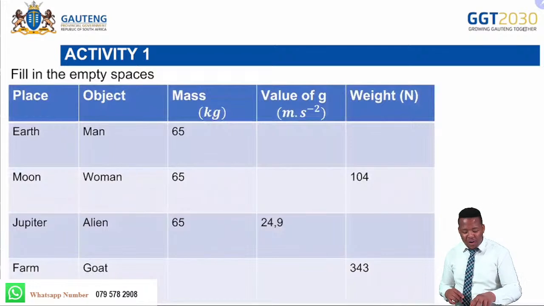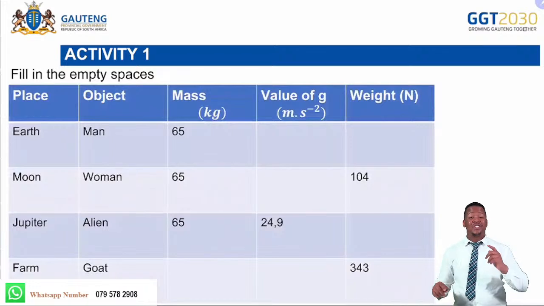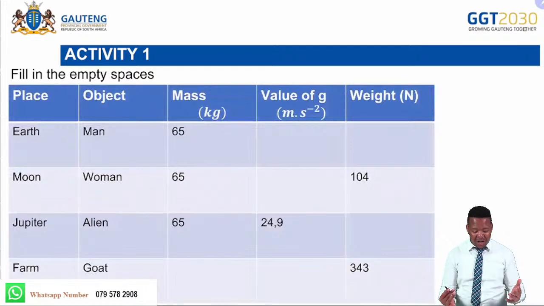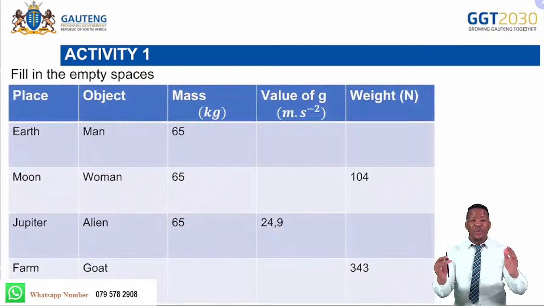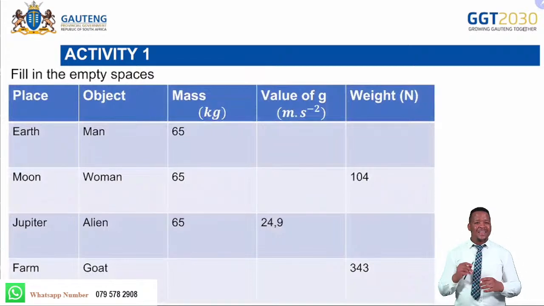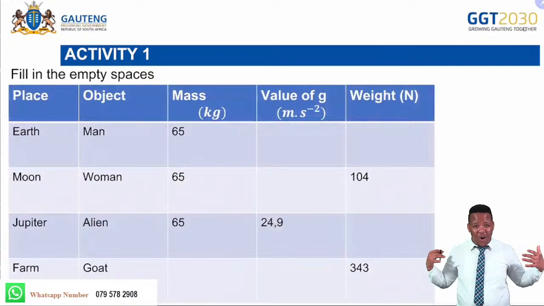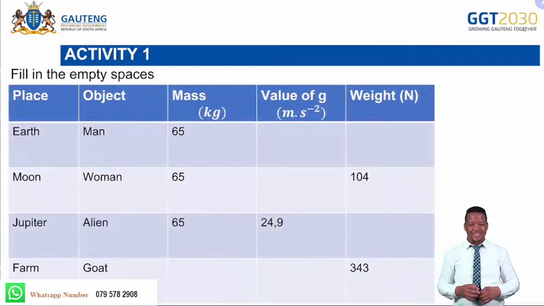Do we know the value of G? Do you know the weight? So that is your responsibility to do now. For activity 1, you're gonna fill in the missing information below. So we're gonna take 3 minutes to complete activity 1, and then we move on.